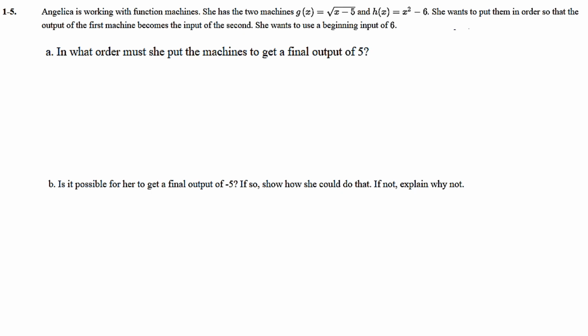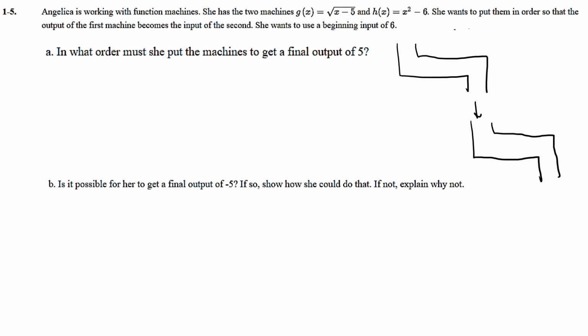Okay, so we have two functions, g and h, and Angelica wants to put them in order so that the output of the first machine becomes the input of the other. So I'm going to draw kind of a rough sketch of these machines. Something like this. Here's one machine, and that output becomes the input of the other machine. Crude drawing here. So she wants to plug in 6 for each problem, and she wants a final output in the first problem of 5.